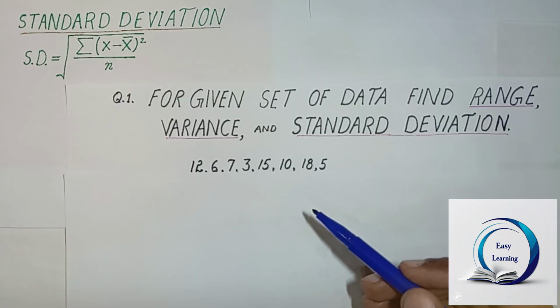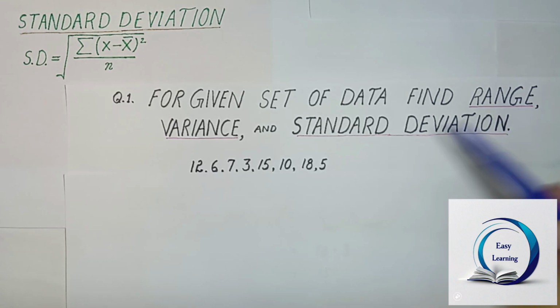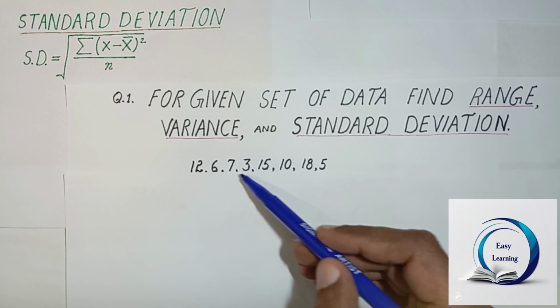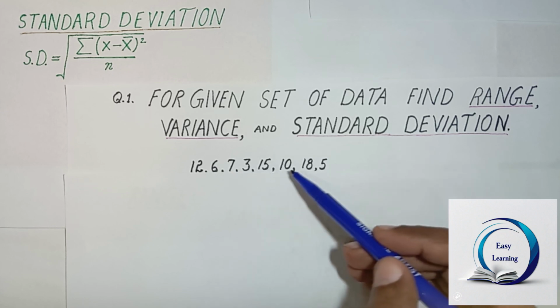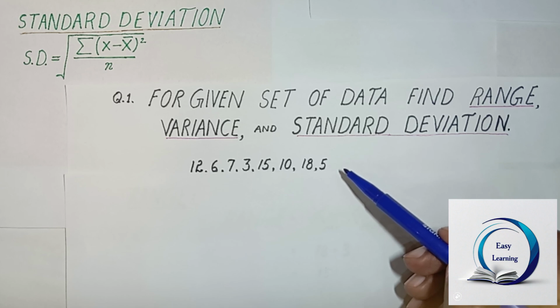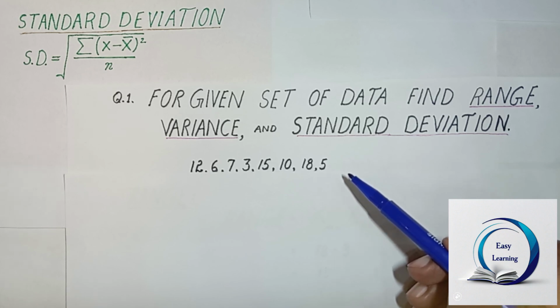So here we have the same problem. For the given set of data, find the standard deviation. The values are 12, 6, 7, 13, 15, 10, 18 and 5. And we have to calculate the standard deviation.